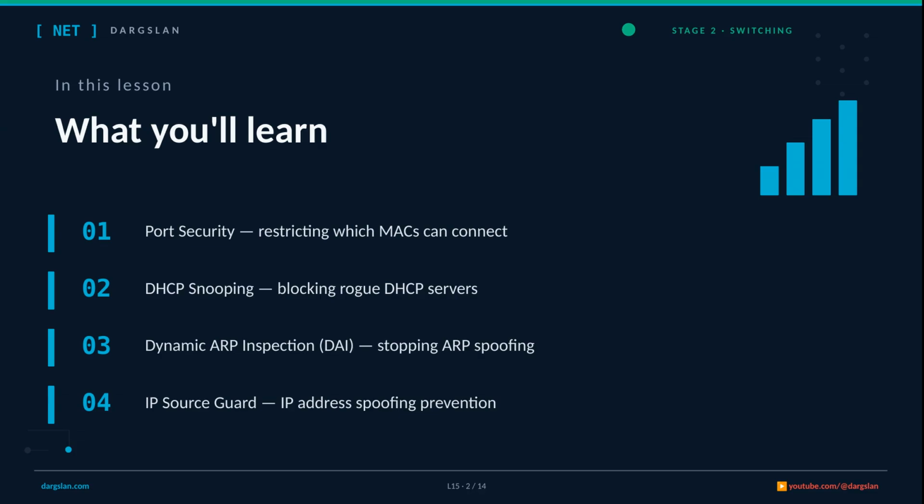Here's the roadmap for our journey. We'll start with port security, controlling exactly which MAC addresses are allowed to speak on a given port. Then we'll layer in DHCP snooping to shut down rogue DHCP servers before they hand out poisoned addresses. From there, dynamic ARP inspection steps in to stop ARP spoofing in its tracks. And finally, IP Source Guard closes the loop by blocking IP address spoofing. 4 features, 1 hardened access edge.